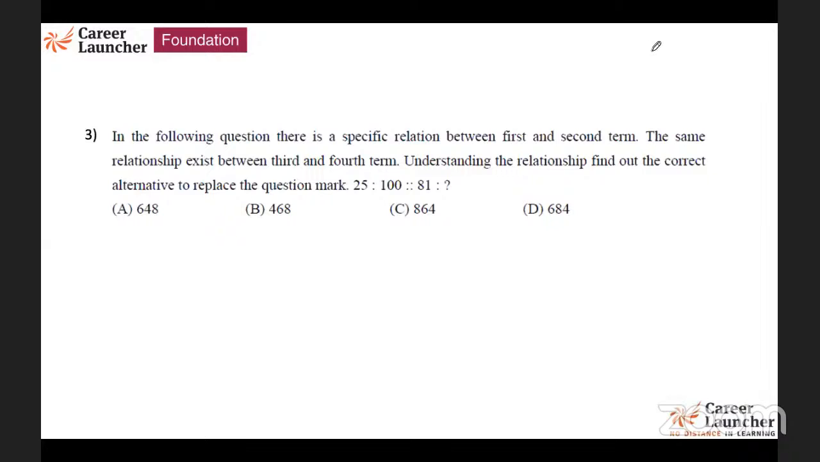A lot of you will get 324 as the answer because it looks like 5 square, 10 square. Therefore, if it is 9 square, it should be 18 square. But that's not the correct answer. Twisha and Shravani, how did you get that answer? Abhinanda, how did you get your answer?